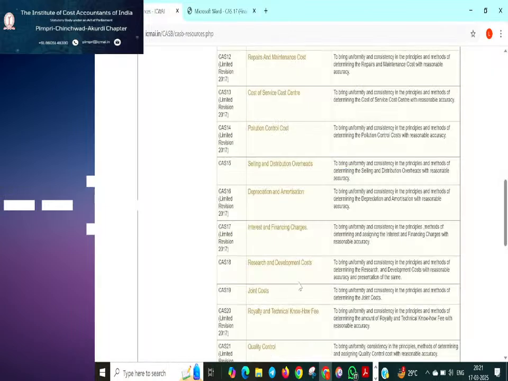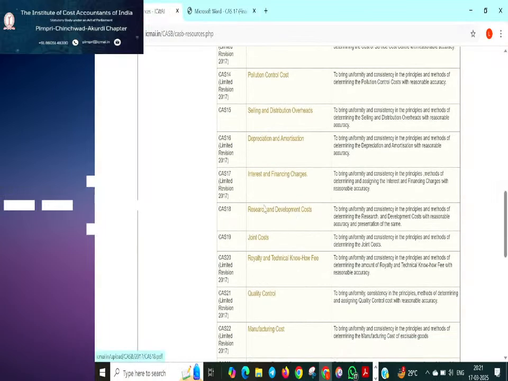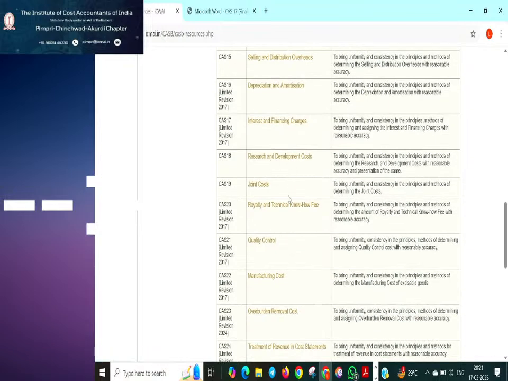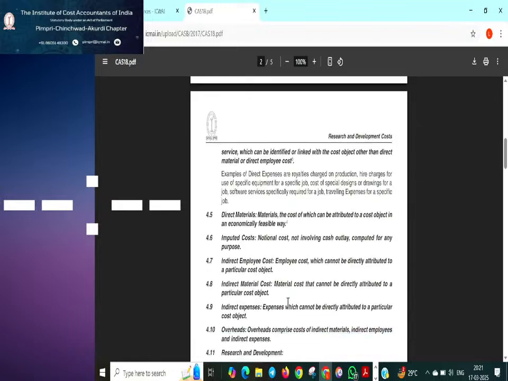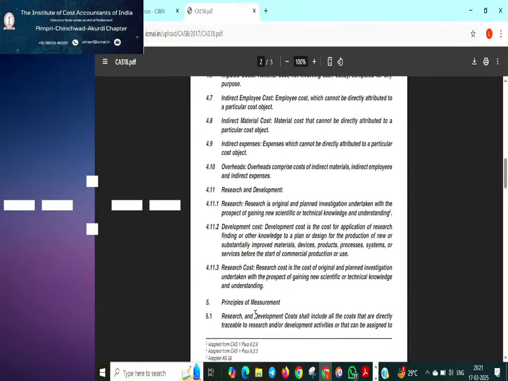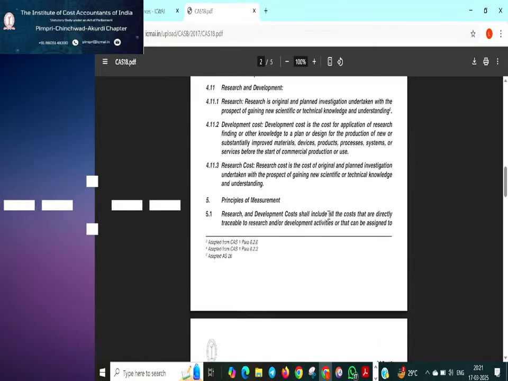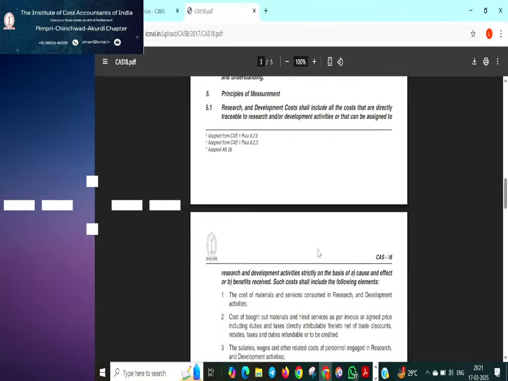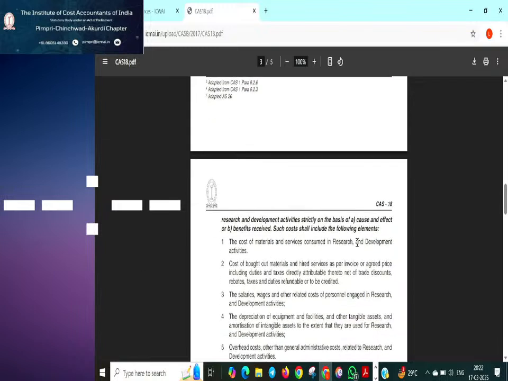Then coming to research and development cost. This is very important because you may expect a lot of questions on this. Cost Accounting Standard 18. Once again I am moving on to the principles of measurement. Coming to R&D, it shall include all the costs that are directly related to research or development, whichever the case may be. What are all the things that need to be included in the cost?